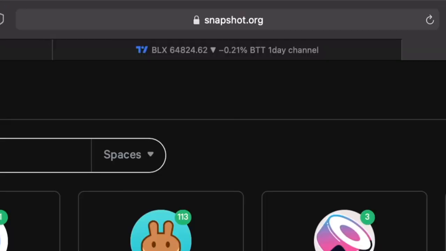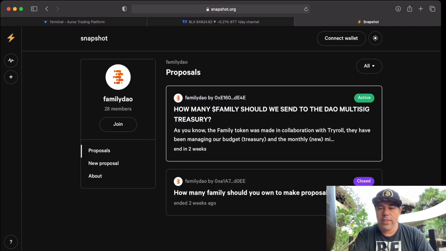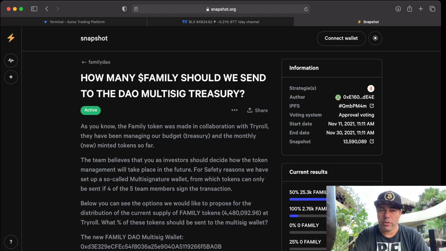So this is snapshot.org, and we search for the Famiy DAO, and this is the Famiy DAO. The thing that you can vote on this coming week till the end of the month is how many Famiy should we send to the DAO multisig treasury. So that is a treasury, a wallet, that five people are having control on, five people from the community, and four of the five need to sign any transaction that will happen in the future. So I don't have control on those Famiy anymore.